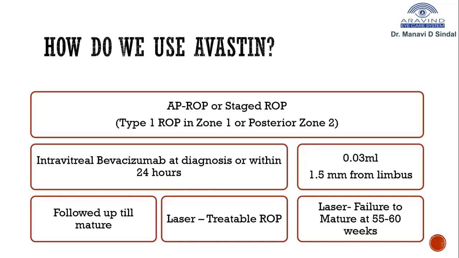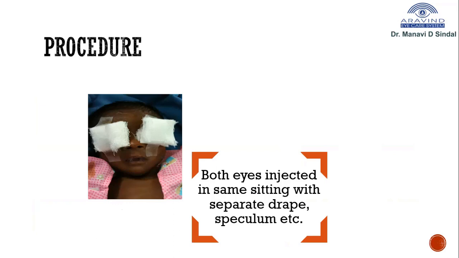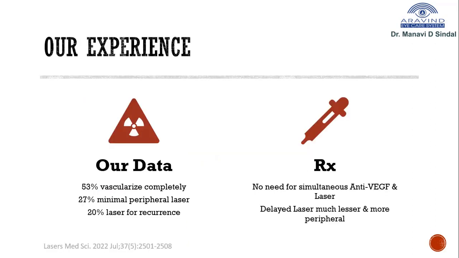Some of them can have progression of vascularization to a certain extent and then develop a recurrence or a reactivation. That's when you need laser. And some babies fail to mature. So this injection is one of the rare instances where we do bilateral injections at the same sitting, but like 2 separate procedures. So a separate drape, a separate speculum, separate injection, separate gloves is used for one eye and then for the other eye. But this is where we inject 2 eyes simultaneously, the only case.